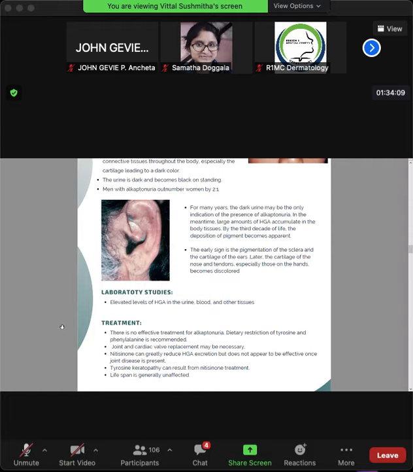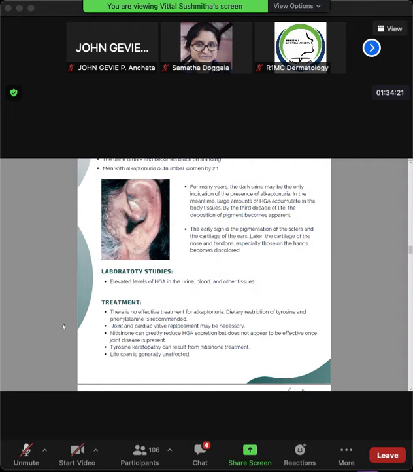For the laboratory diagnosis, there is evaluation of the elevated level of HGA in the urine, blood, and other tissue, determined by a specific enzymatic and colorimetric test. There is no effective treatment for alkaptonuria, so dietary restriction of tyrosine and phenylalanine is recommended. Joint and cardiac valve replacement can also be necessary.